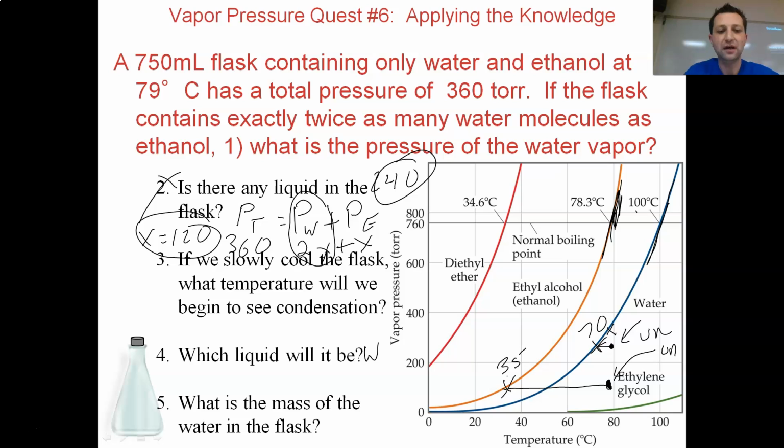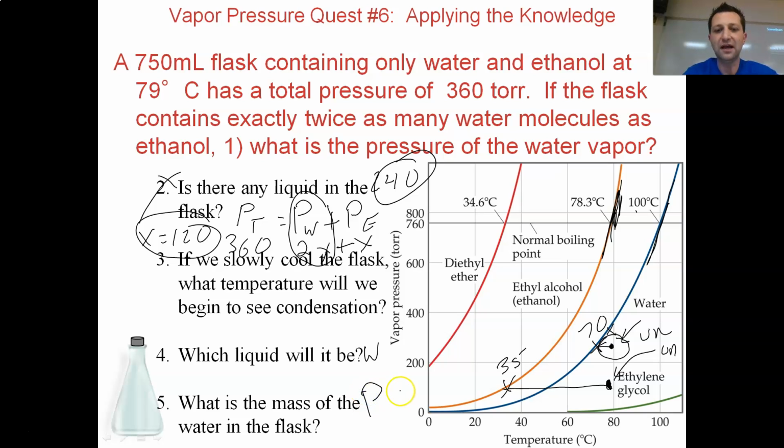So that's pretty easy. Last one, what's the mass of the water in the flask? So we know for the, here we are, water's right here. It's getting cluttered. Water's right here. Okay, the pressure was 240 torr, or 240 millimeters of mercury. It's the same thing. So we have our pressure.